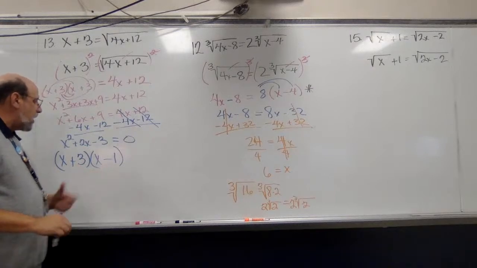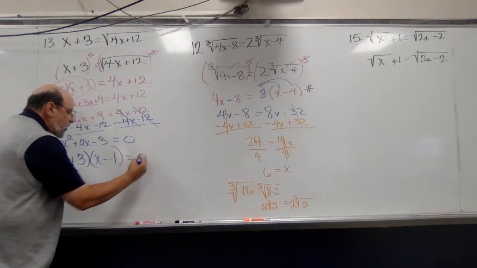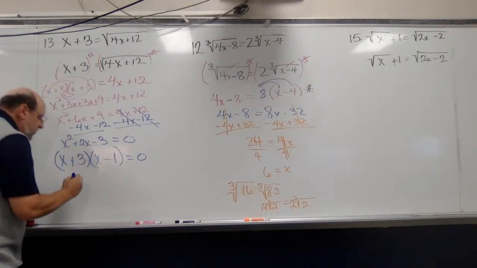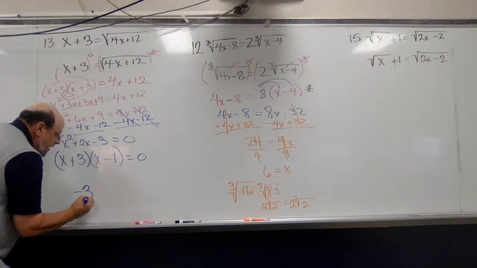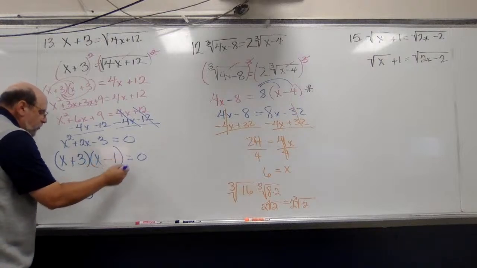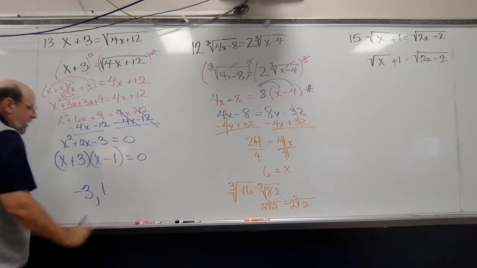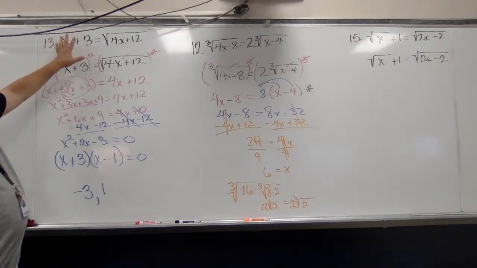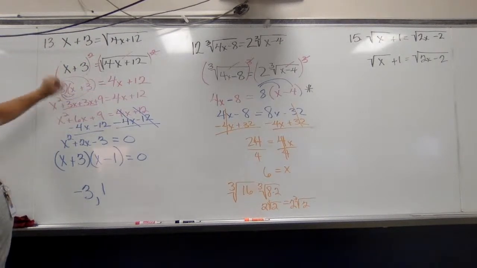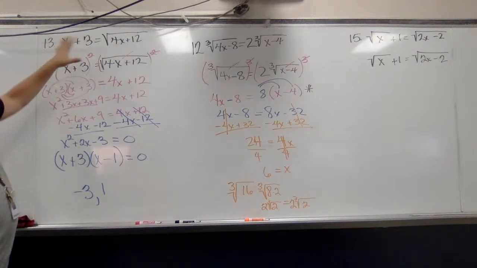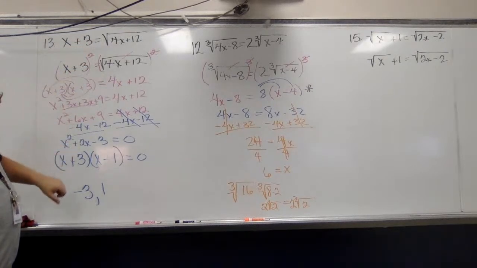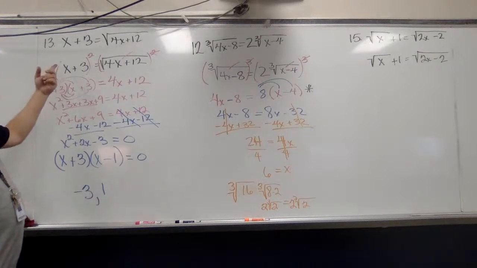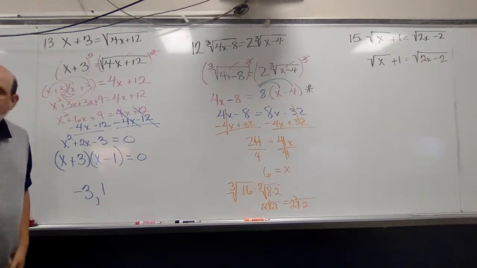All right, so here we go, equals 0. What number plus 3 equals 0? That would be negative 3. And then what number minus 1 equals 0? And that would be positive 1. When we put these back into the original, trust me, it all works out. You get zeros in here for negative 3. And when we put the 1 in, we get 4s on both sides.